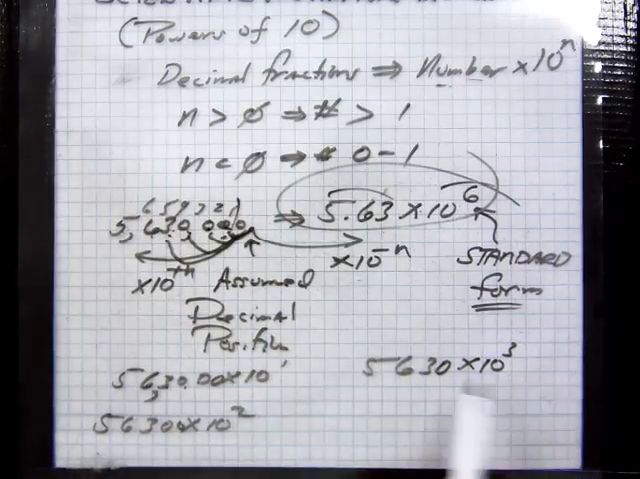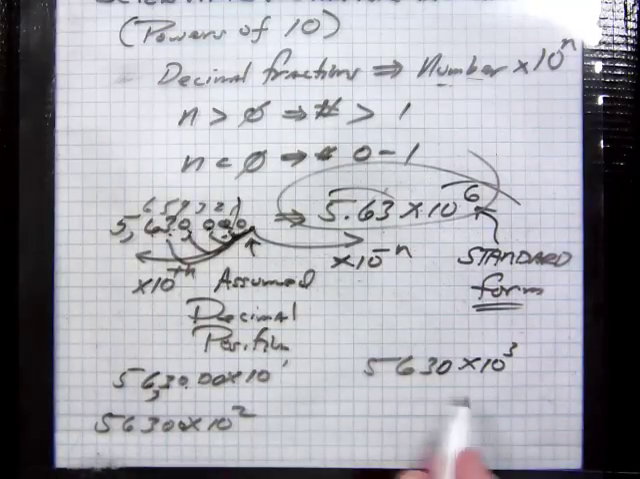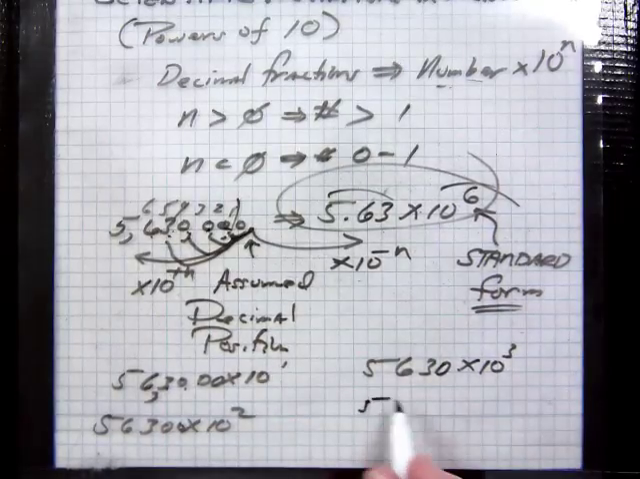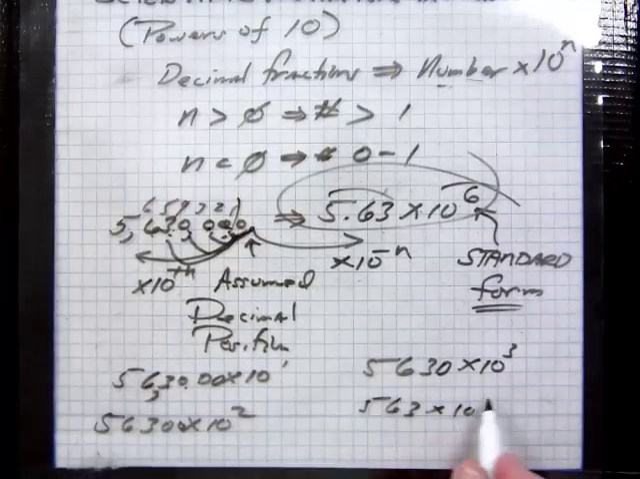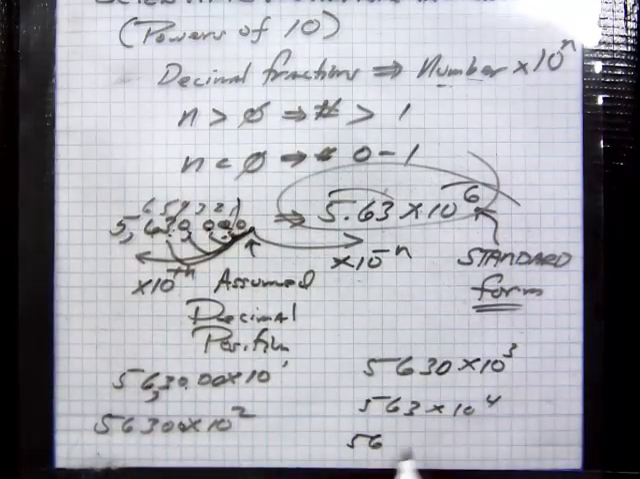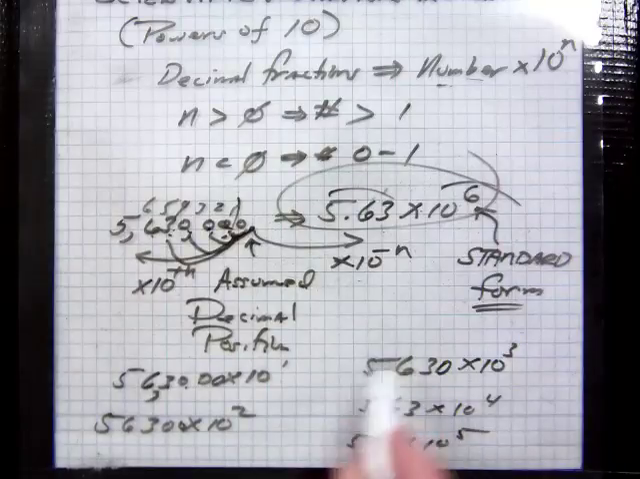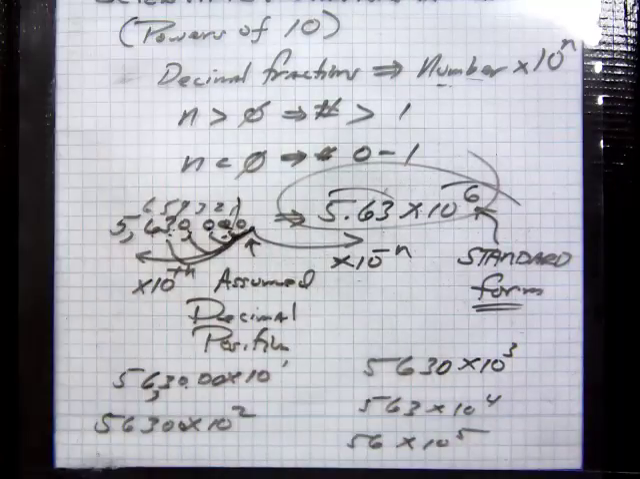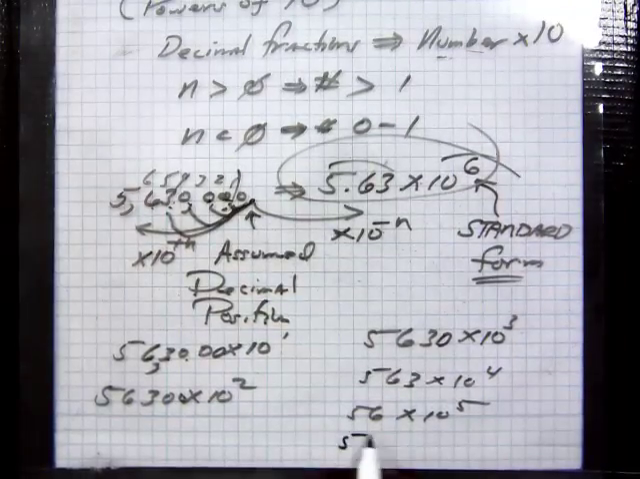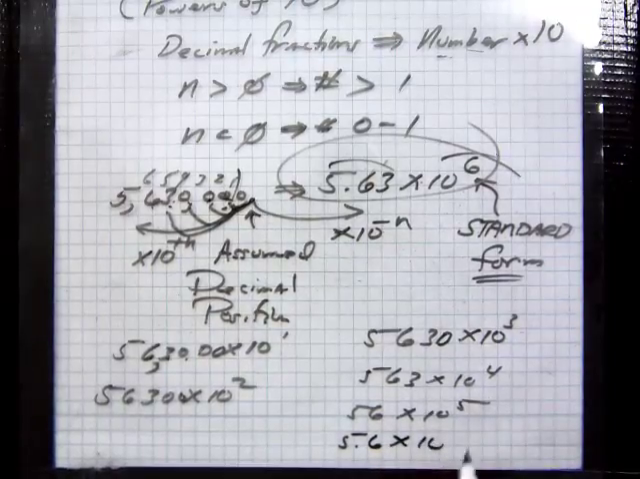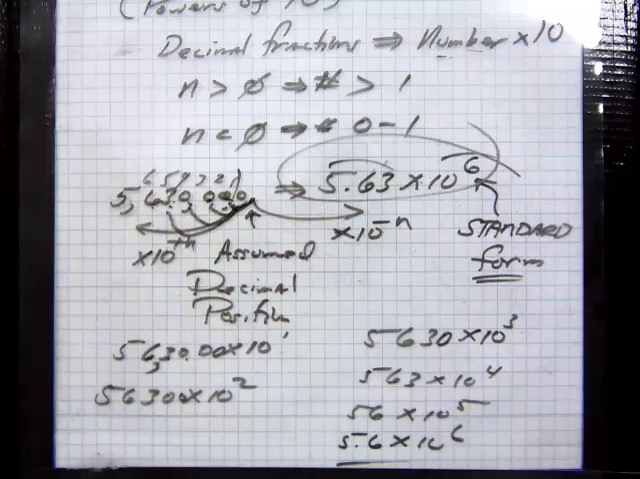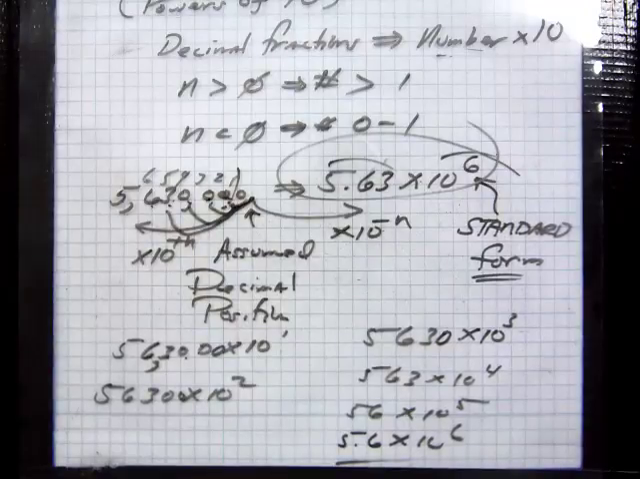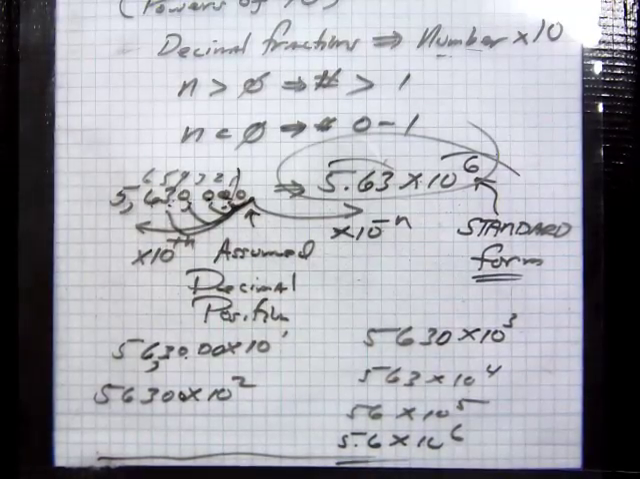And so, just to finish this out, 1, 2, 3, 5, 6, 3 times 10 to the fourth, 56 times 10 to the fifth, and then we're back to the 5.6 times 10 to the 6, which would be the standard form. So all of those are the same numbers. Depends on the circumstances you're using. Everybody agree on that out here? All right.